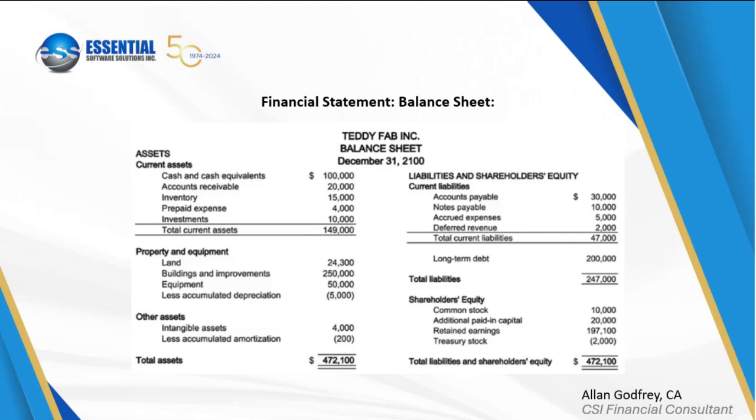Then we've got our shareholders' equity or owner's equity. This is where our retained earnings is. Remember, our retained earnings is basically the net loss or net gain that you have from your income statement. So your sales minus your cost of goods sold minus your expenses. So adding our liabilities and your shareholders' equity in this case equals, of course, 472,100. So our balance sheet actually balances.